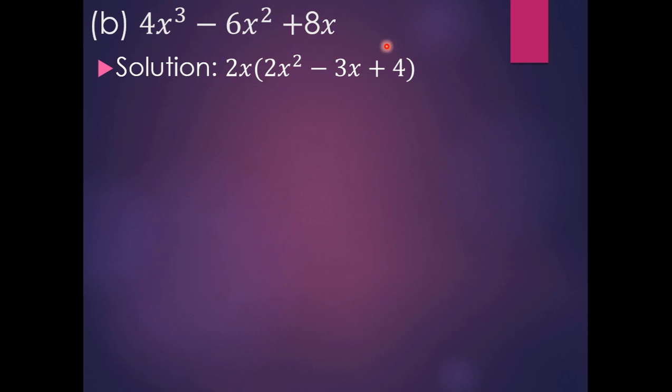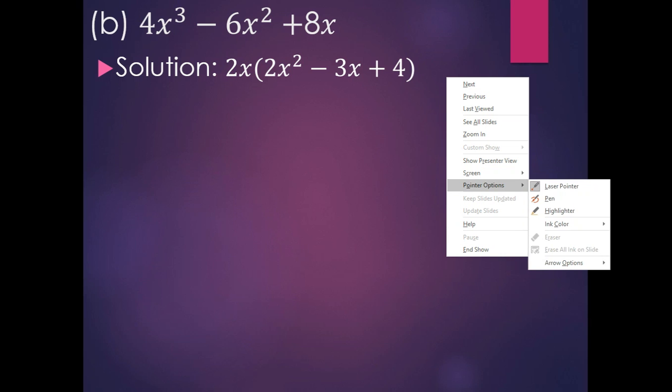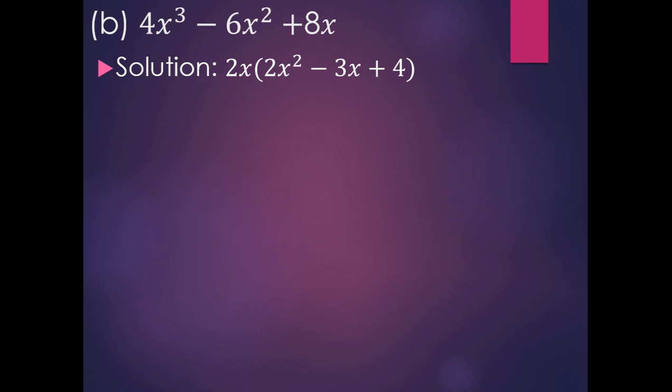This x cube you can write as x times x times x. So if you take out this x common outside, then x times x, that is x square, will be left inside, and from this x square also if you take out x, then here x remains.